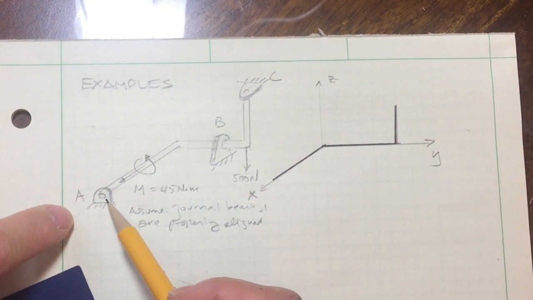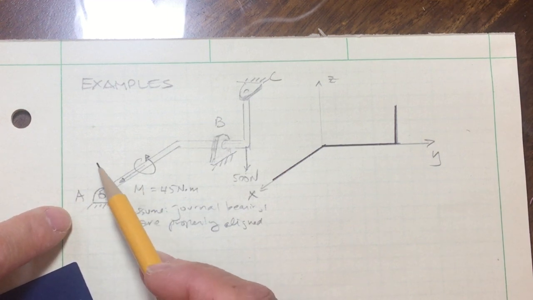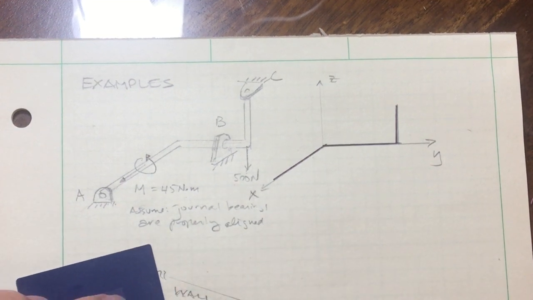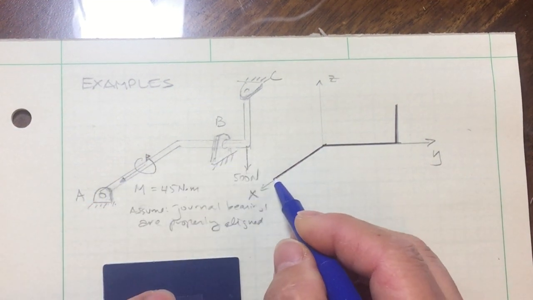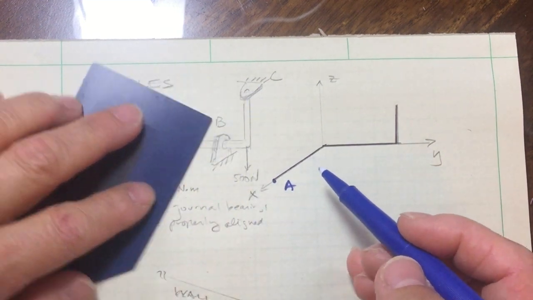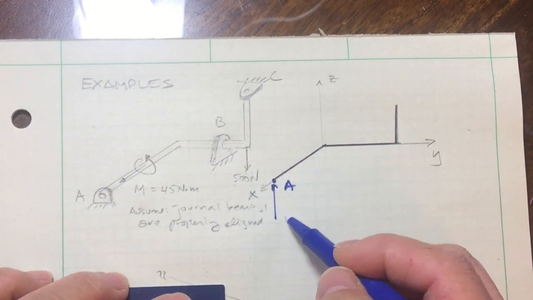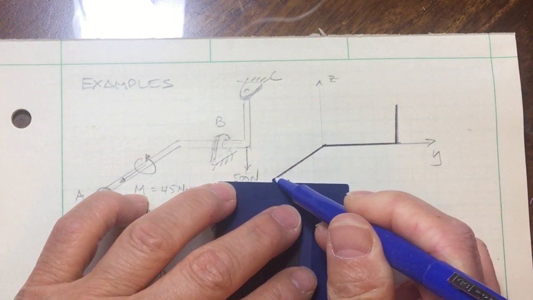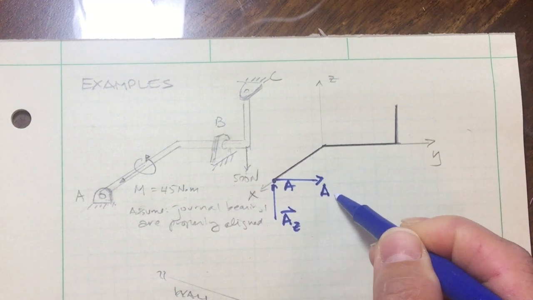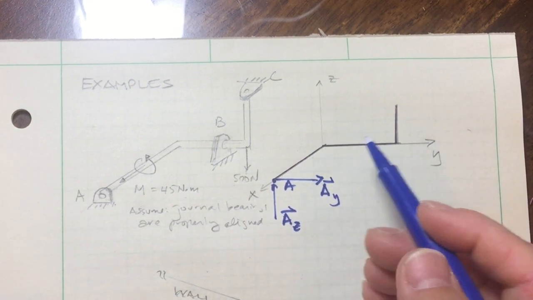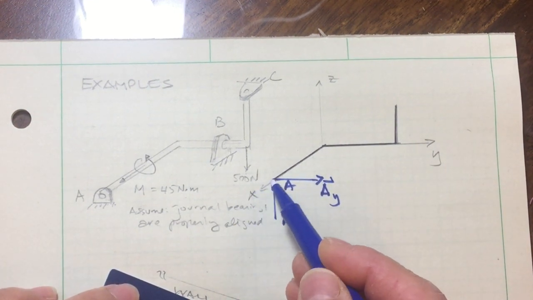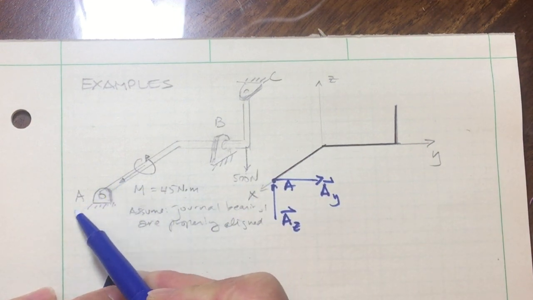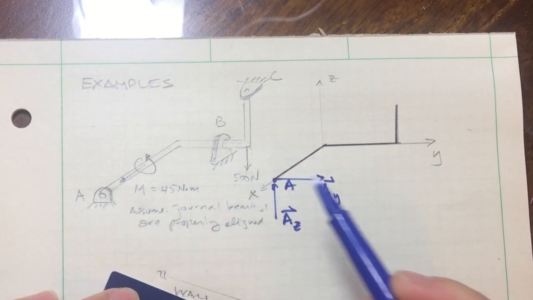This journal bearing prevents translation of this rod in the z direction and the y direction. Therefore, we'll have those reaction forces at A. So we'll have our AZ, and also there'll be a reaction force AY. There will be no reaction force in the x direction because the journal bearing allows translation in this direction.